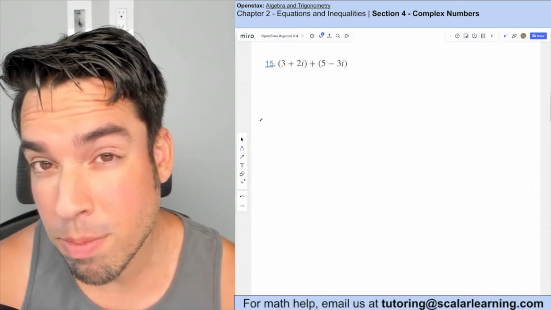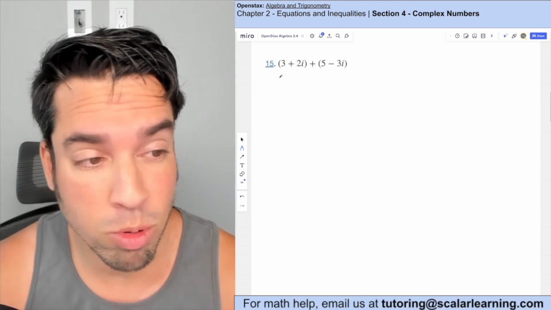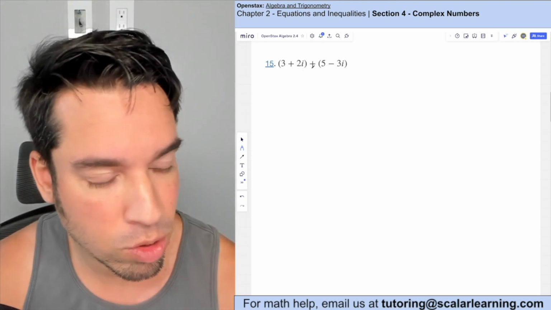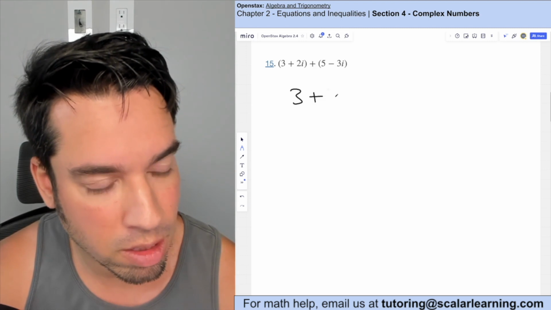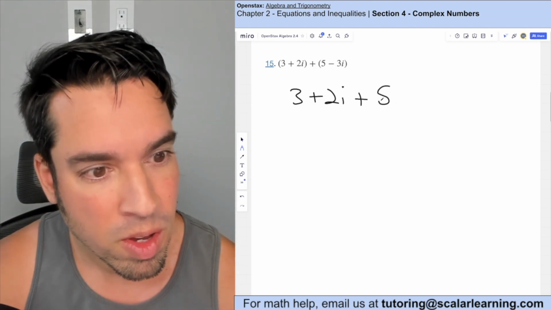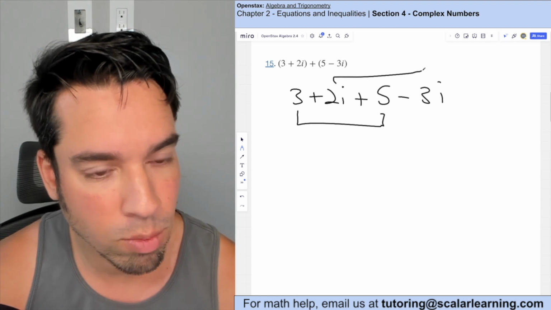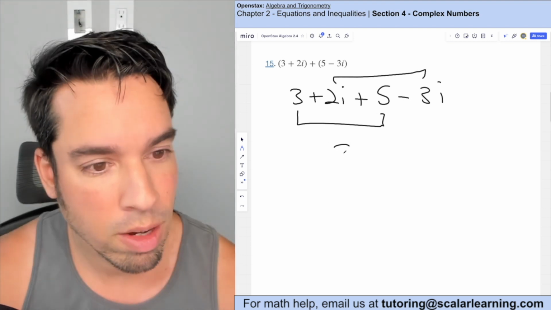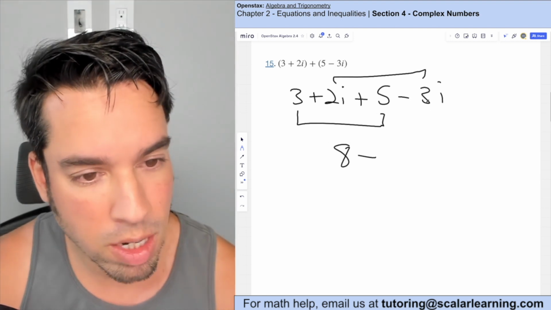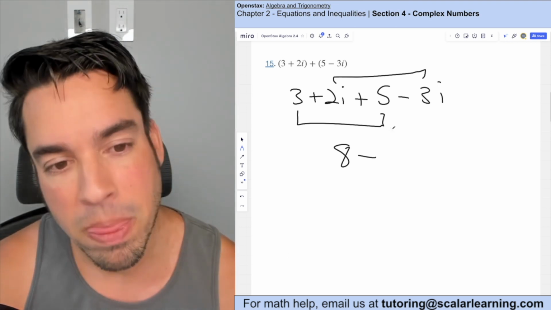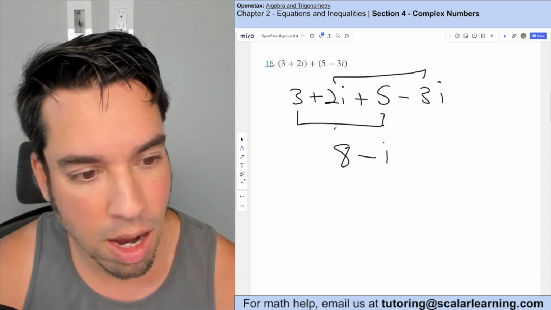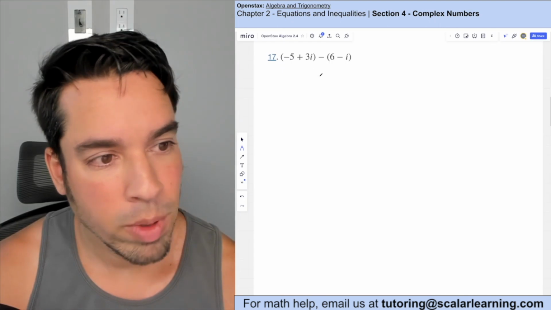Here, we're simply going to simplify. And the best way to think about this is to just treat i like a variable like x. And since we got plus between these guys, the parentheses aren't doing anything. So I'm going to rewrite it like so. And then I'm going to combine the 3 with the 5 and the 2i with the -3i. So we have 8 minus 1i, right? Because 2 and -3 is -1. So I'll just say 8 minus i. Boom. Done.